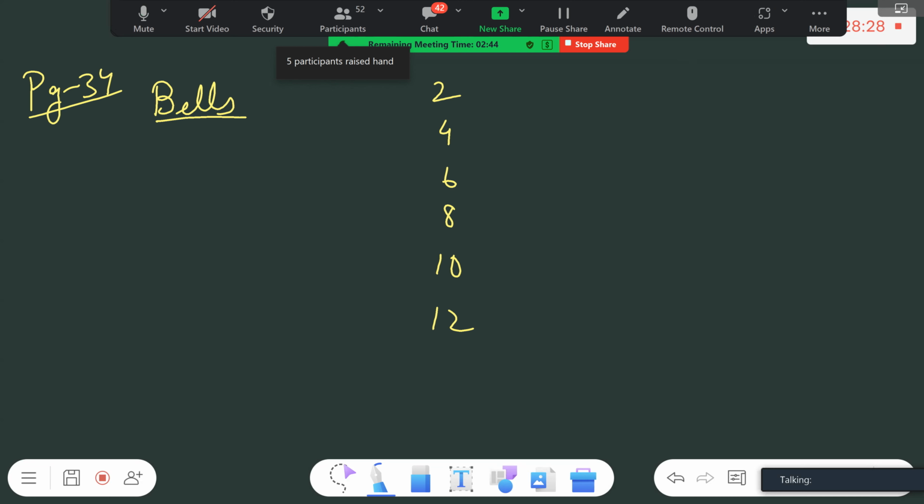Very good. So, what is the question given? There are 6 bells ringing after every 2 seconds, 4 seconds, 6 seconds, 8 seconds, 10 seconds and 12 seconds respectively, like this, isn't it? Now, you have to find after what time they will ring together. After what time they will all ring?